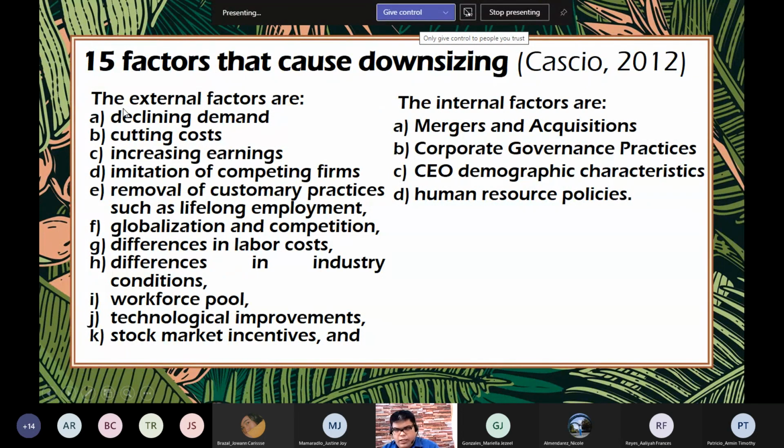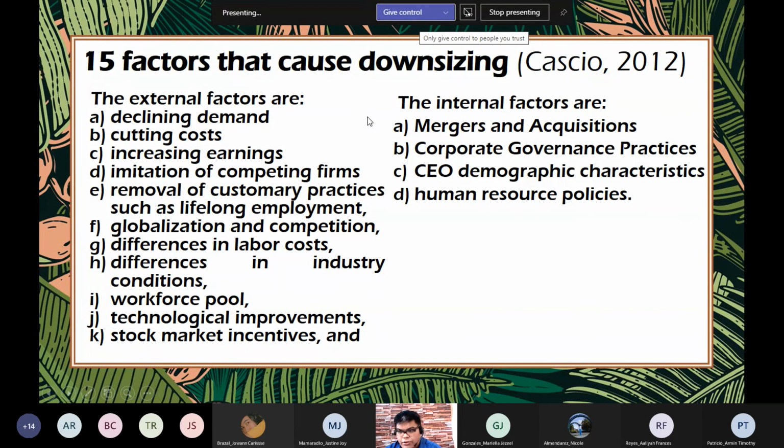Hindi ko na siya i-expound further due to time constraints, pero more on organizational management naman kasi to. Declining demand, cutting costs, increasing earnings, imitation of competing firms, removal of customary practices such as lifelong employment. Dati, usong-uso yan, dyan ka na masukan, dyan ka rin magre-retiro. Pero now, iba na yung laro ngayon. You can find better opportunities elsewhere. Globalization and competition, differences in labor costs, differences in industry conditions, workforce pool, technological improvements, and stock market incentives.